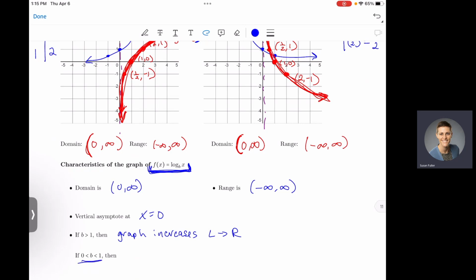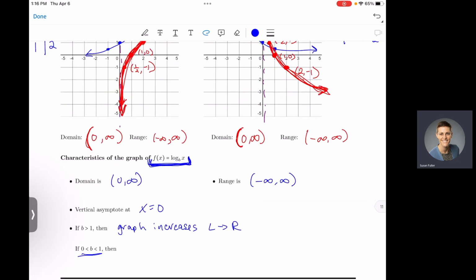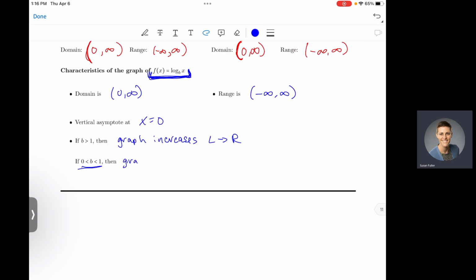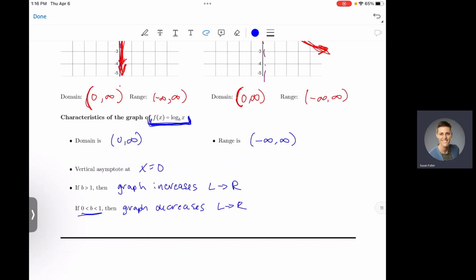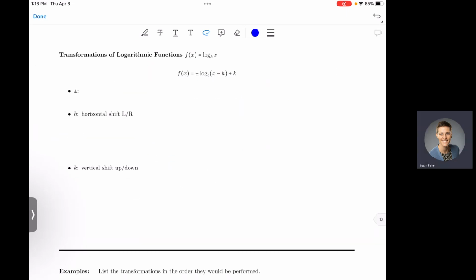And if our base is between 0 and 1, if it's a fraction, like here with the log base 1/2, notice that our graph decreases from left to right. So that's kind of what these log graphs are going to do. Okay, now again, we can have some transformations of these guys. Transformations that we can do is we could put a negative out front. We could add or subtract a number inside the logarithm with x, and we might add or subtract a number outside of the function.